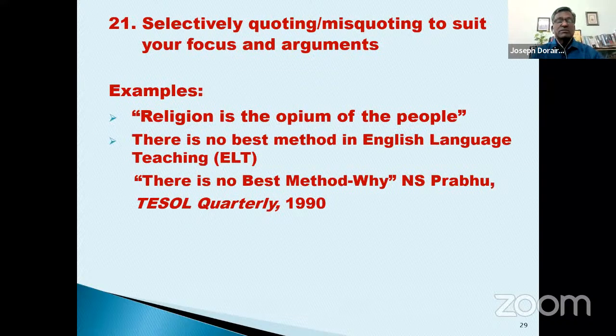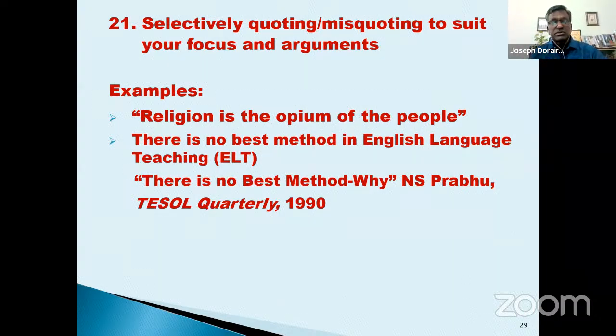The 21st unethical research practice: selectively quoting to suit your focus and argument. Selectively quoting means there is a sentence, but that sentence is embedded in a particular paragraph, in a particular context. So what do you do? You take it out of the context, and then you quote it, and then you give an entirely different interpretation.